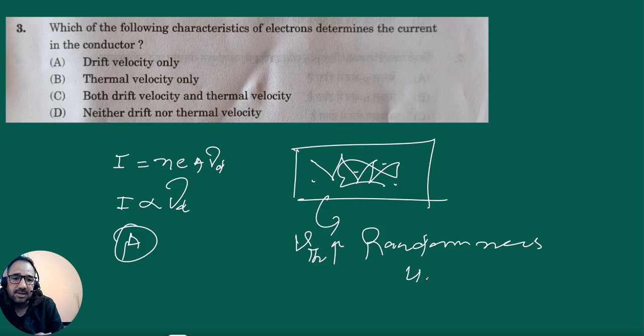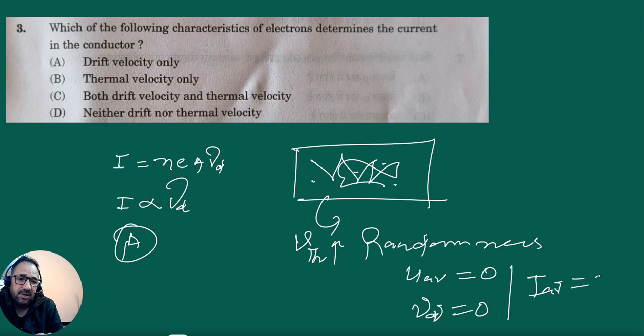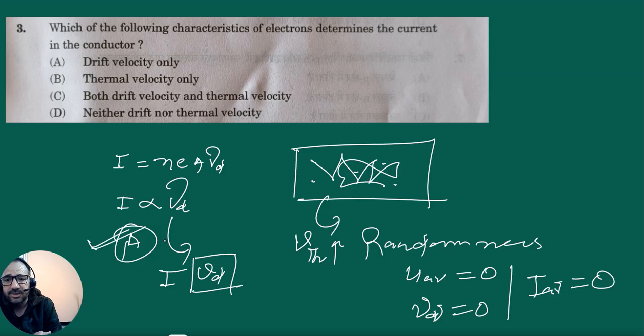Randomness shows that the initial average velocity becomes 0. If average velocity becomes 0, it will not contribute to the current. Then the average current we can write is 0. So current is only confirmed when you change the drift velocity. Okay, please be careful. So that's why option A is correct.